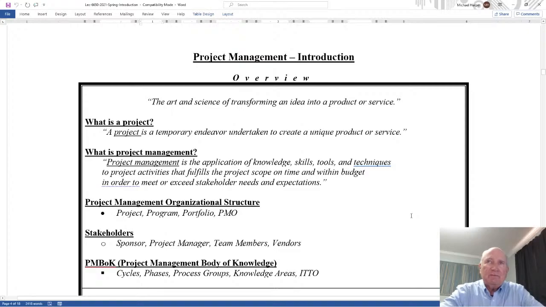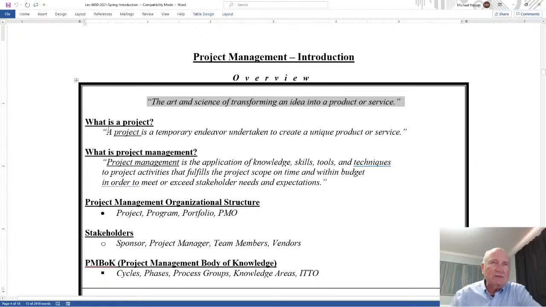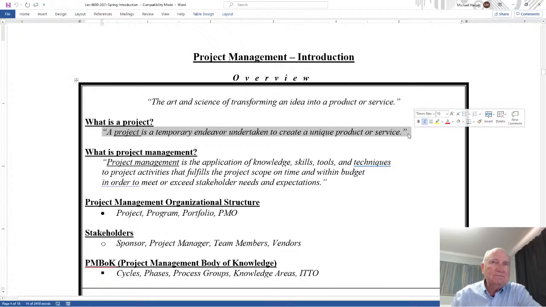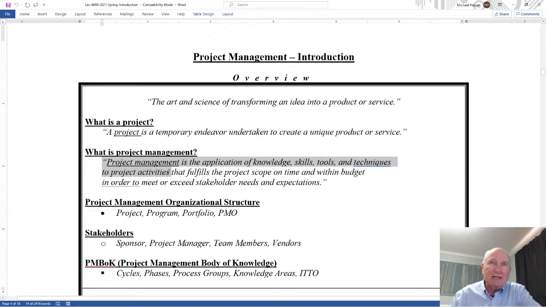Now the project management introduction and context. This is an overview. Project management can be described as the art and science of transforming an idea into a product or service. What is a project? A project is a temporary endeavor undertaken to create a unique product or service. What is project management? Project management is the application of knowledge, skills, tools, and techniques to project activities that fulfills the project scope on time, within budget, in order to meet or exceed stakeholder needs and expectations.